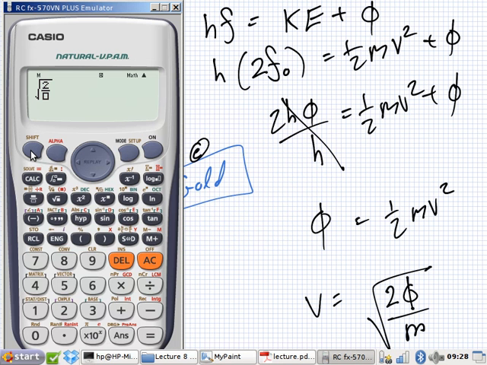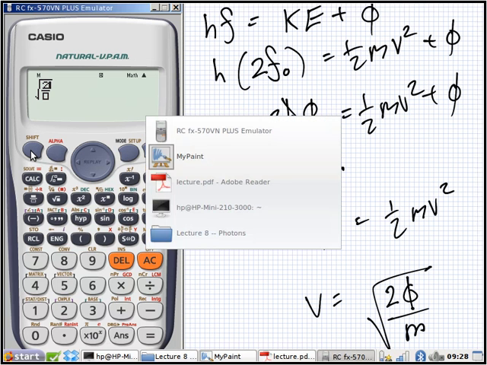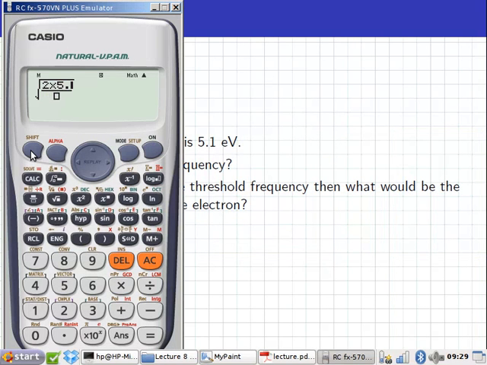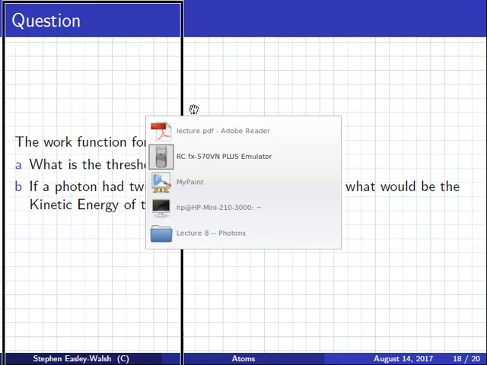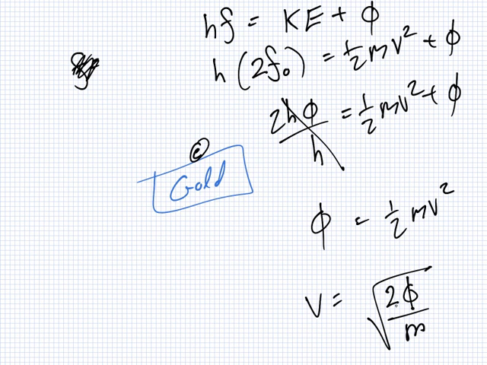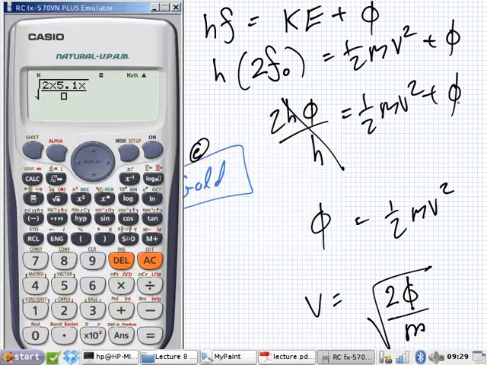So let me just hit this in. Oh rats! What was the work function? 5.1. Where's my 2? Oh, 2 work functions minus the work function. And then constant number 3 for electron, and the velocity will be that, which is 1,339 kilometers per second.